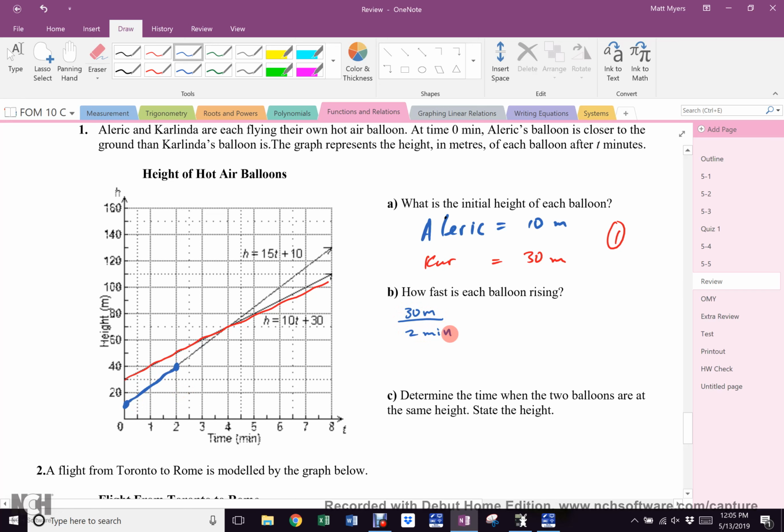Is that a rate? Do I have a distance divided by a time? Sure I do. But it's not a very good rate, is it? If you gave me that, would I give you 1, 2, 3, or 4? 2. How could you make it a 3? You would simplify it to be over 1 minute. So I divided that by 2, so I divide that by 2, so it's 15 meters per minute. That would get you a 3.